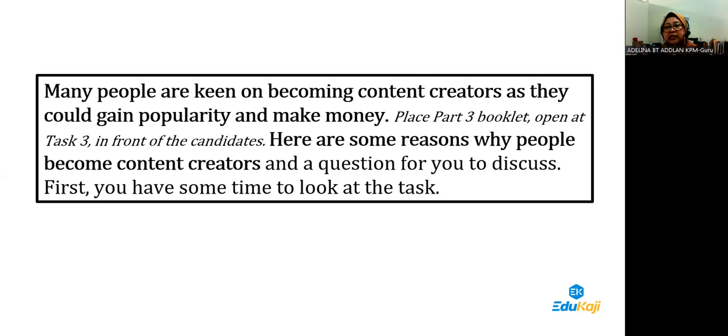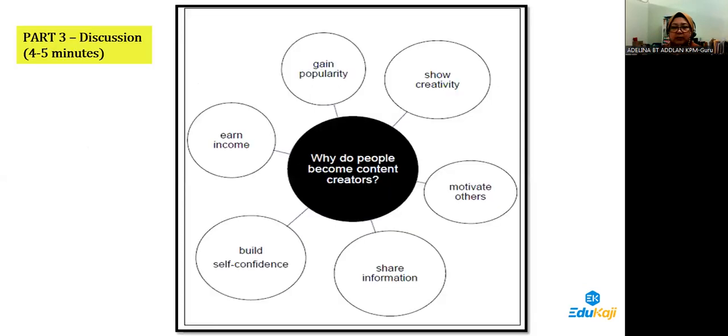So this is actually the starting point before you start doing the discussion. All right, for your discussion, this is what will be given to you and informed to you earlier so that you have the idea. So if you look at the mind map here, you can see that there are 6 altogether given. Show creativity, motivate others, share information. Talking about content creators, you're also sharing information.